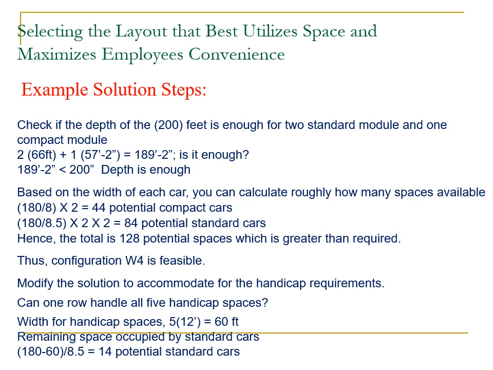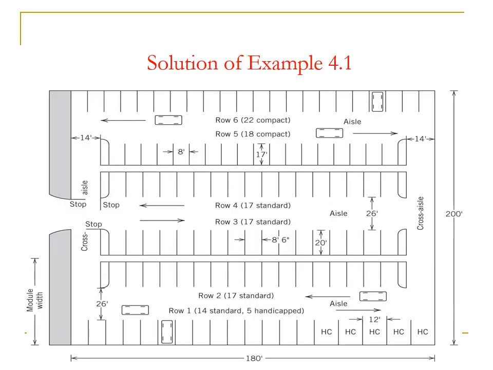Okay? And if we do that, the remaining part is 180 minus 60, divided by 8.5, which is the width of standard cars. So it means that in this row, where we have 5 handicapped cars, the rest will be standard cars, which is 14 in total. Okay, so let's see our final design. This is the final solution, final design with all the details.